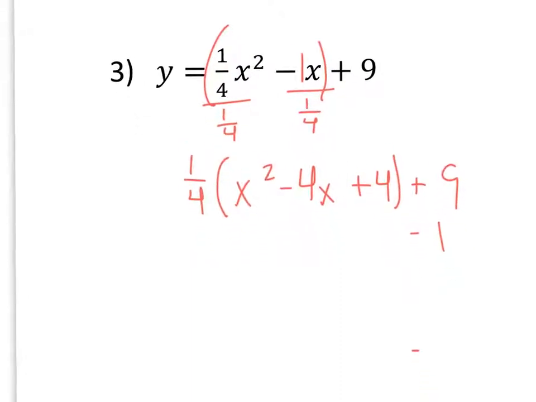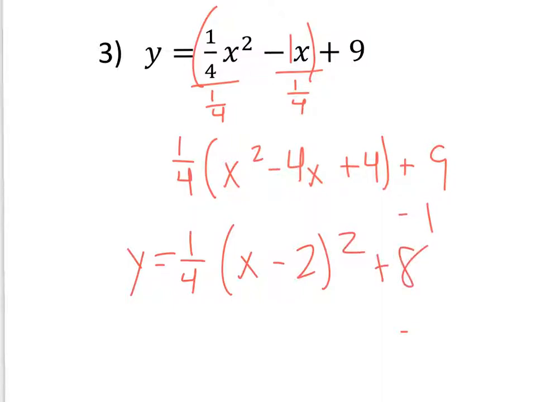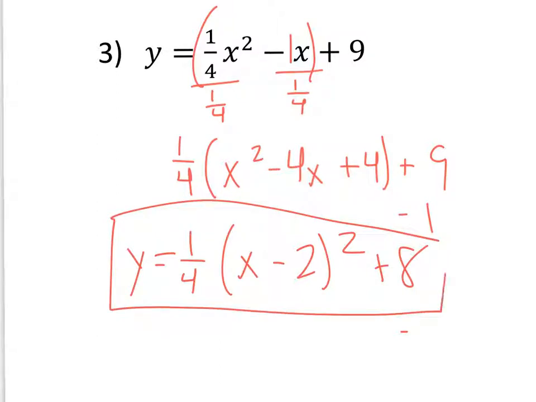So now we have a perfect square trinomial here. So what multiplies to be 4 and adds to be negative 4? We'll put that there, and y equals negative 2. So it's x minus 2 squared, and 9 minus 1 is positive 8. So that is our answer.